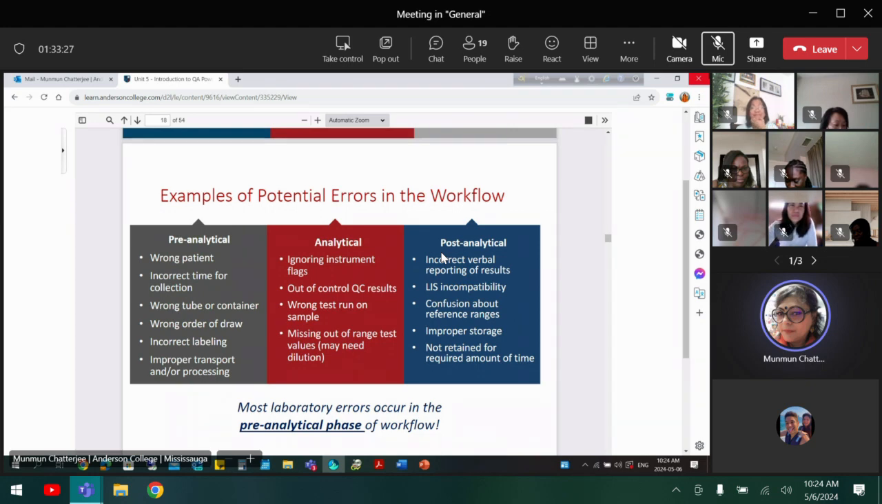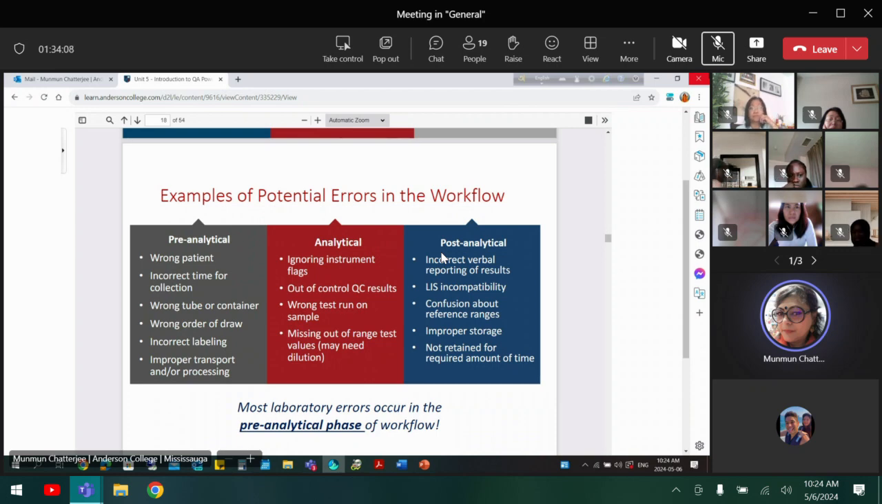So post-analytical: incorrect verbal reporting of results. Sometimes you are seeing the result of one patient, and you are reporting it for another patient. Mainly it happens in verbal reporting. Maybe two patients have the same name and nobody looks at the patient ID. Say, Albert Zone, maybe there are two patients with the same name. Which one, nobody knows, and you give the verbal report that he has a high glucose. Maybe that patient doesn't have high glucose, or you didn't check the date of birth. So that is reporting incorrect verbal results.